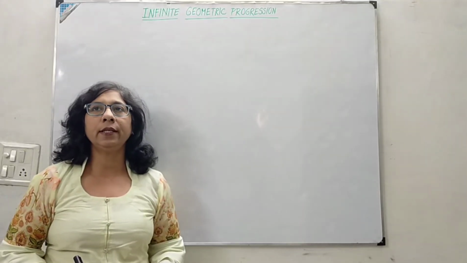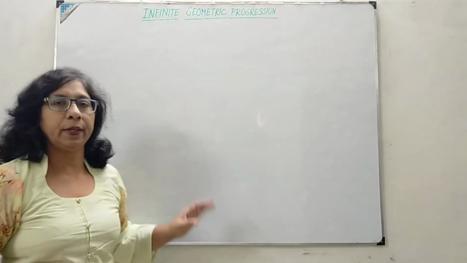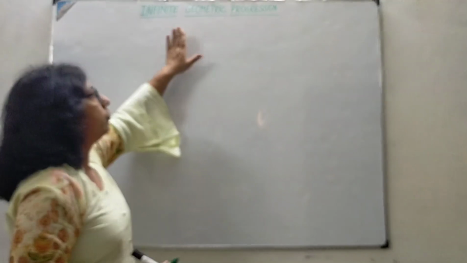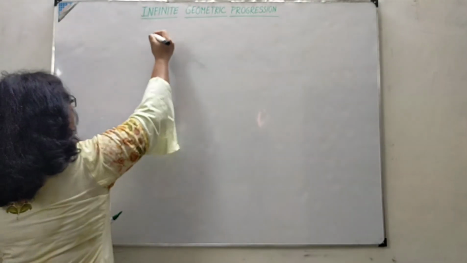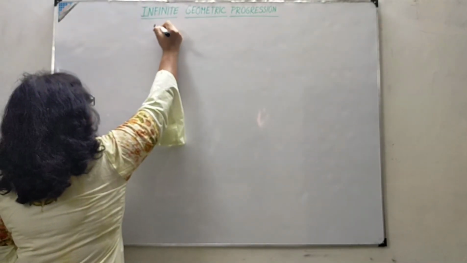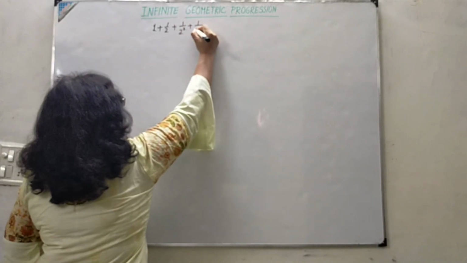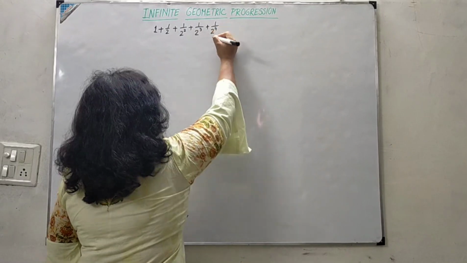Dear students, in this video we are going to take a new topic of the chapter Sequences and Series, class 11 maths, that is infinite geometric progression. Let us take an example. If we are having 1 plus 1 by 2 plus 1 by 2 square plus 1 by 2 raised to power 3 plus 1 by 2 raised to power 4.